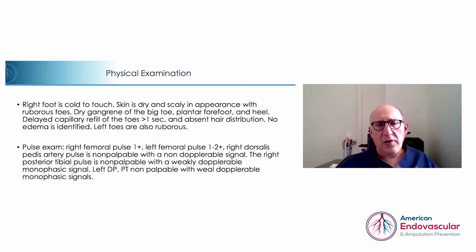On pulse examination, the right femoral pulse is 1+ palpable. The left femoral pulse is 1 to 2+ palpable. The right dorsalis pedis artery pulse is non-palpable with a non-Dopplerable signal. The posterior tibial artery pulse is non-palpable with a weakly Dopplerable monophasic signal. The left dorsalis pedis and posterior tibial are also non-palpable with weak Dopplerable monophasic signals.